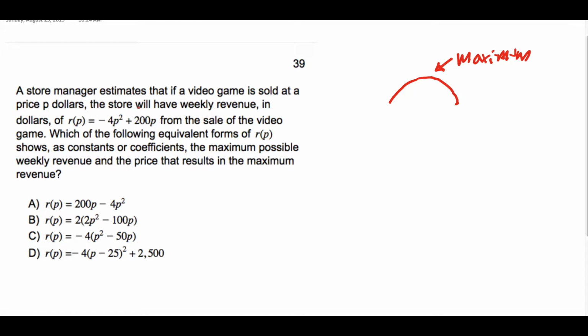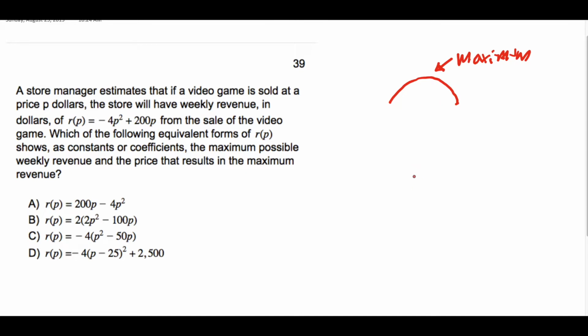It says a store manager estimates that if a video game is sold at a price of P dollars, the store will have weekly revenue in dollars of R of P. So what does R of P mean? The weekly revenue. R is the name of the equation, the function. And P is what? The dollars. Okay, and right here at the peak is the maximum revenue.